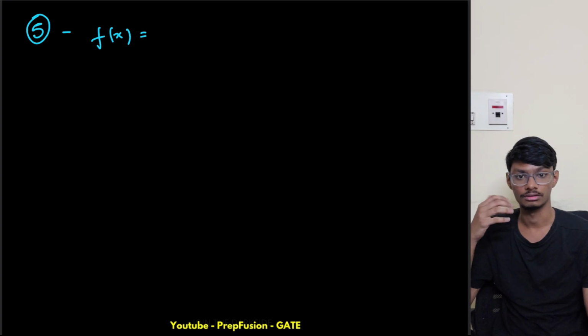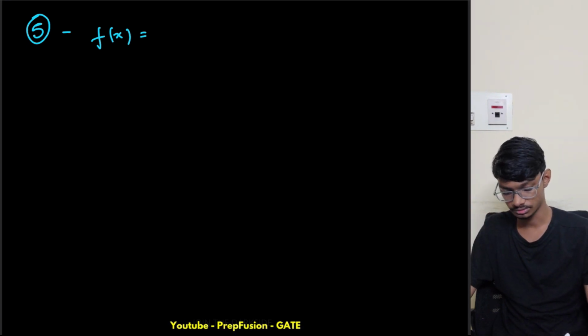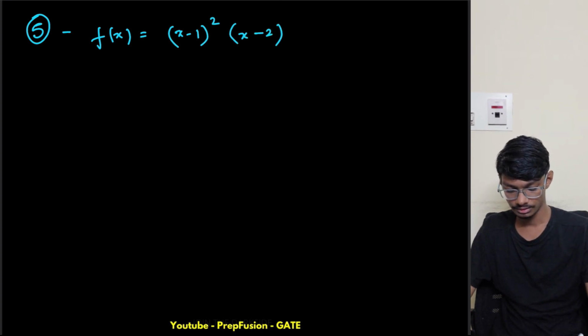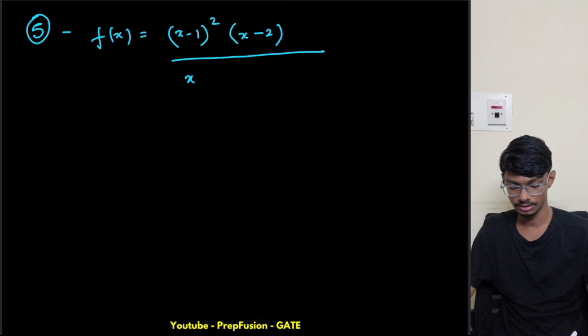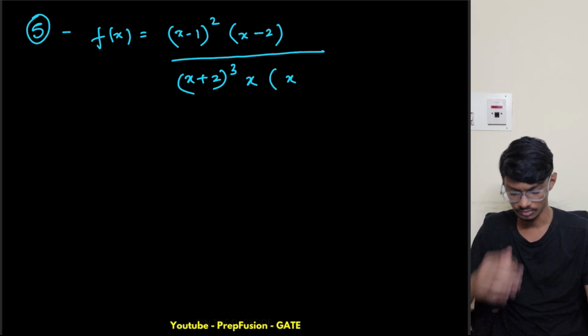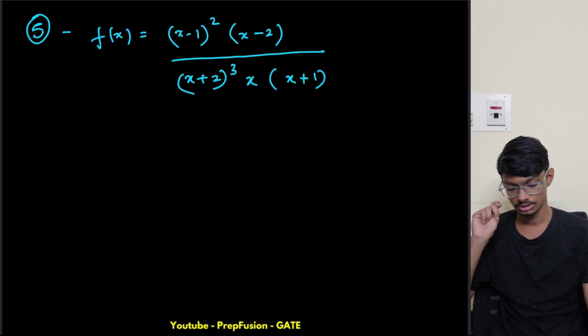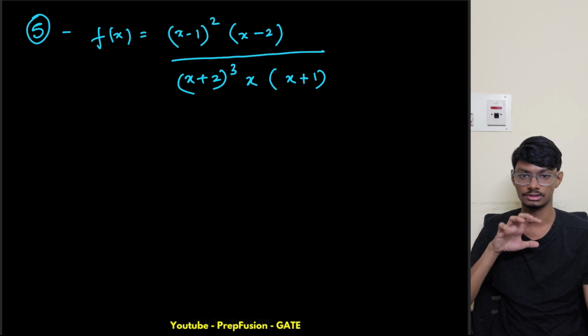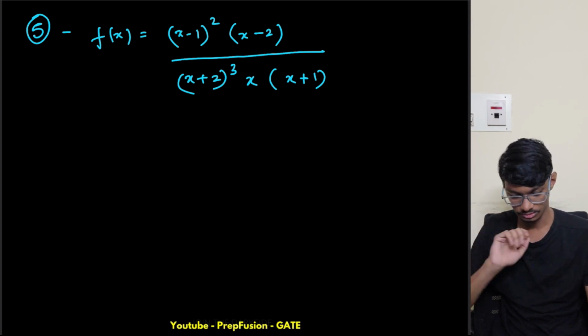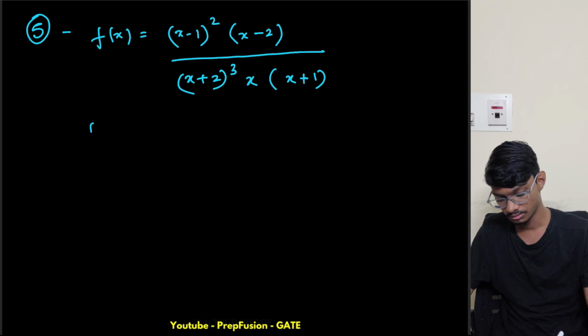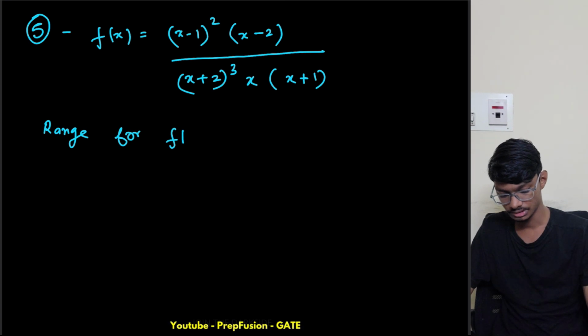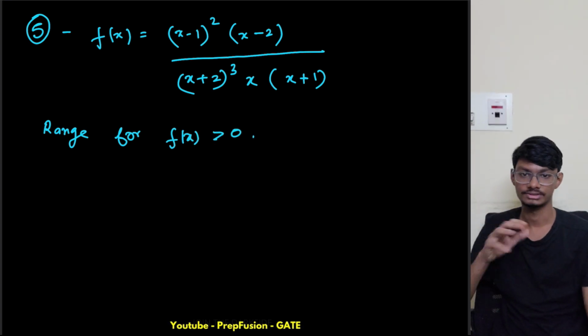This time we have square terms also, and cube terms also. So this is x minus 1 whole square, x minus 2, then x plus 2 whole cube times x times, what was this, x plus 3, I think. No, sorry, x plus 1. Okay, so this is the function basically. Now everything is same, right? We have to find the range for which f of x is greater than 0.